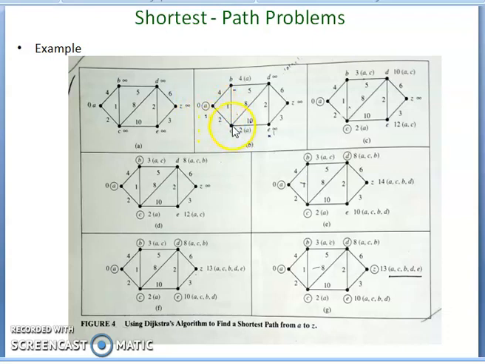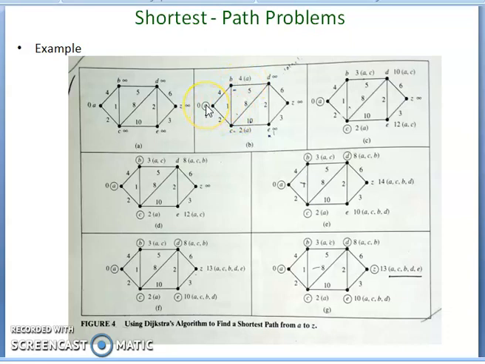And for C, the adjacent vertices are B, D, and E. You update the length of all those adjacent vertices. So how to compare and update that? Previously the B length is 4.